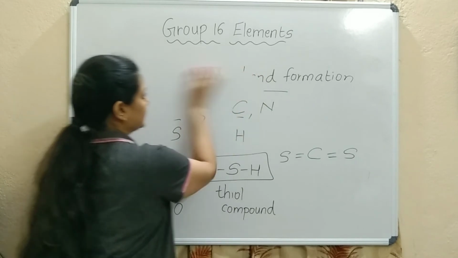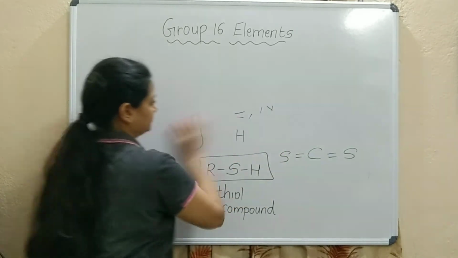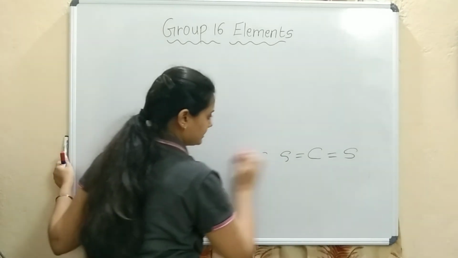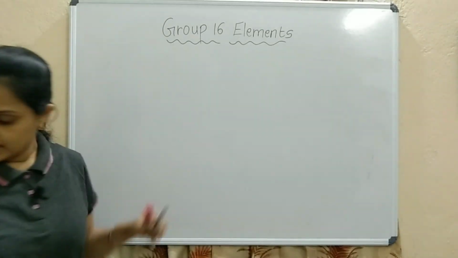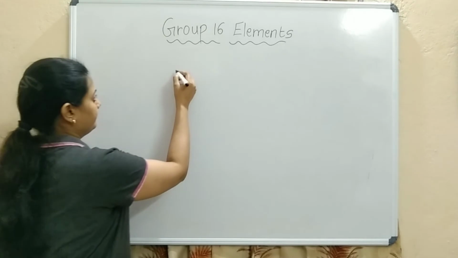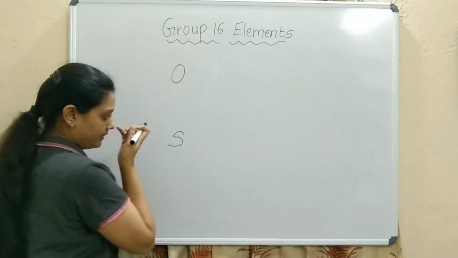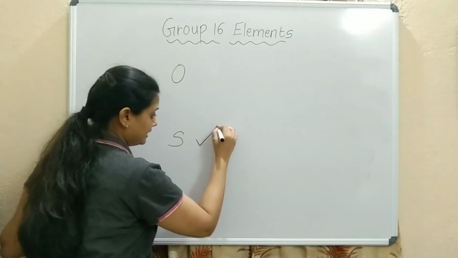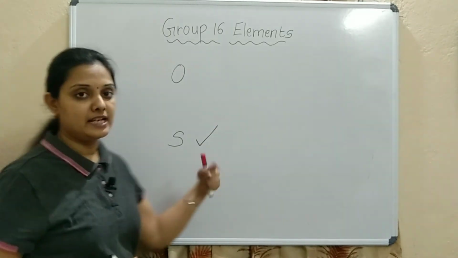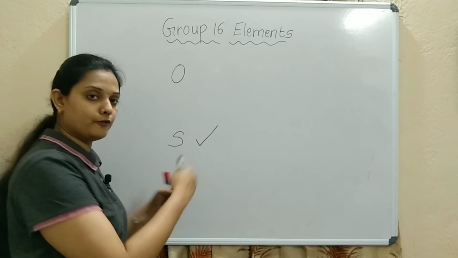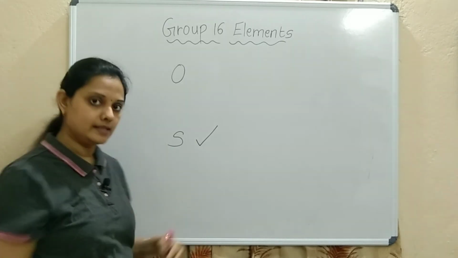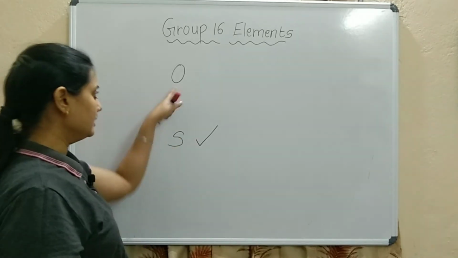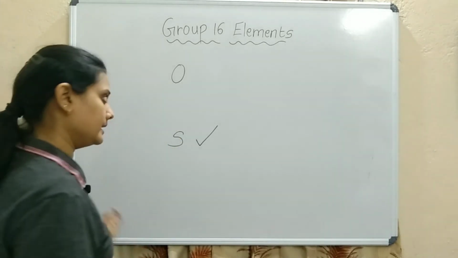The next topic is catenation. So compare oxygen and sulfur. Out of these two elements, sulfur has a tendency to form catenation, meaning it has a tendency to form bonds with itself, that is called catenation. So it has a tendency to show catenation, but oxygen will not show the catenation property.